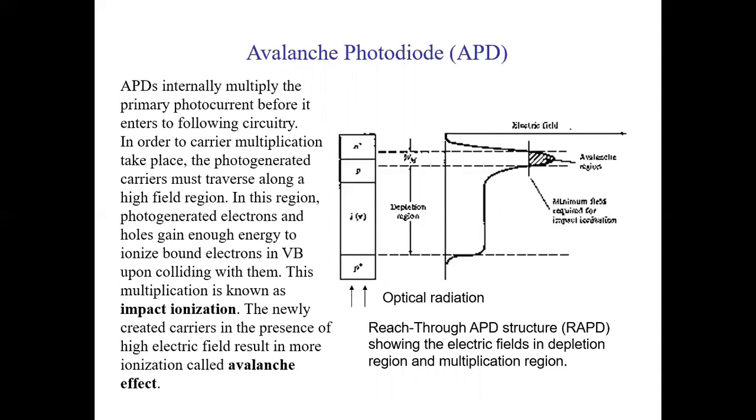If we move to an avalanche photodiode, APDs internally multiply the primary photocurrent before it enters the following circuitry. In order for carrier multiplication to take place, the photo-generated carriers must traverse a high field region. In this region, photo-generated electrons and holes gain enough energy to ionize bound electrons in the valence band upon colliding with them. This multiplication is known as impact ionization. The newly created carriers in the presence of the high electric field result in more ionization, called the avalanche effect.